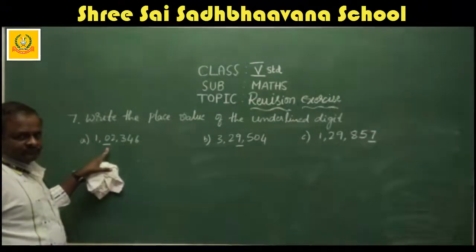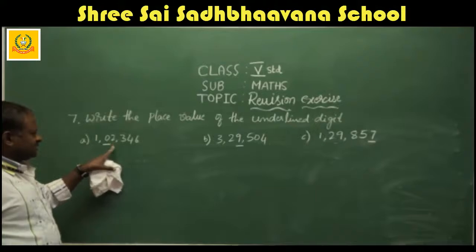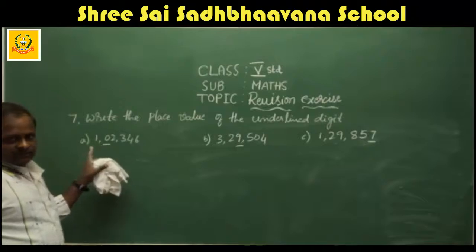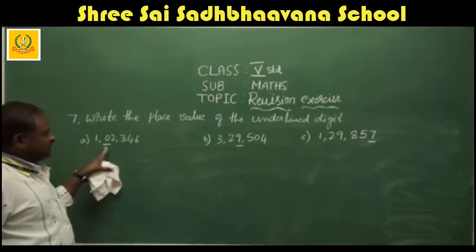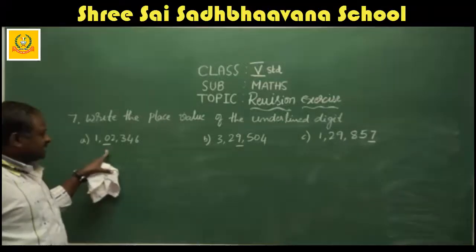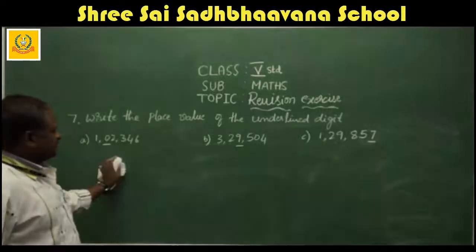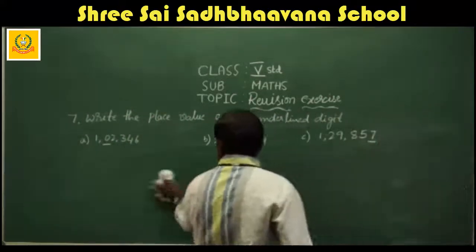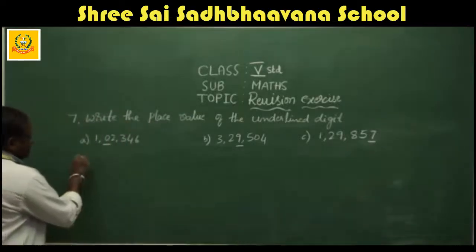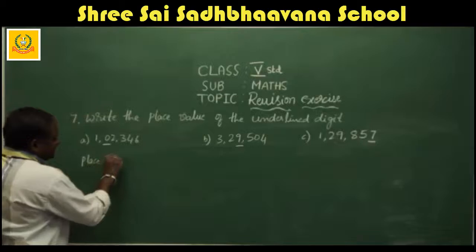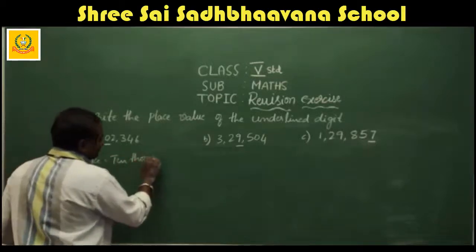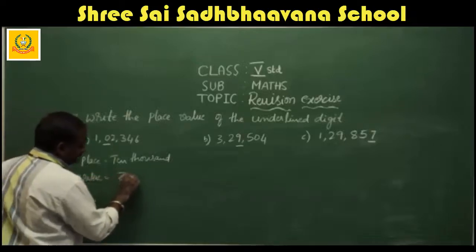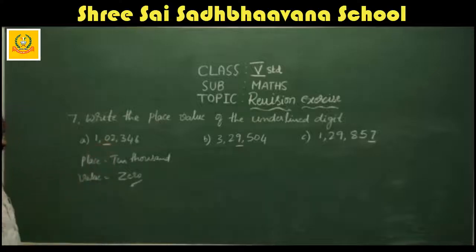Here the place is unit, 10, 100, 1000, 10,000. But here 0 is there, so the place value is 0. The place value is 0, but it is in the 10,000 place. It is in the 10,000 place, but the place value is 0. When you come to here, place is 10,000, but value is 0. Because here it is 0.